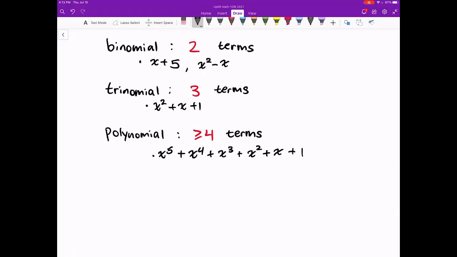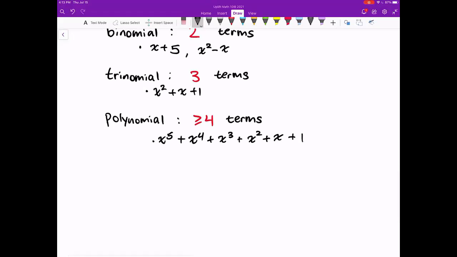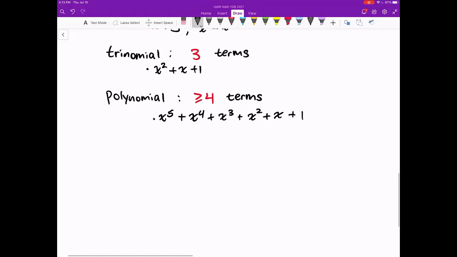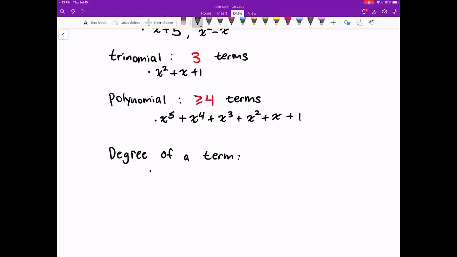So the next thing we're going to go over is what is a degree? When we refer to degree, we usually refer to 2 things, which is either the degree of a term or the degree of a polynomial. We'll first talk about the degree of a term. We can have an example of a term, something like 5x to the power of 5, y to the power of 7.